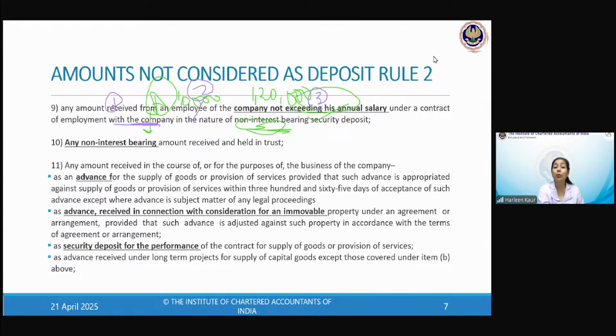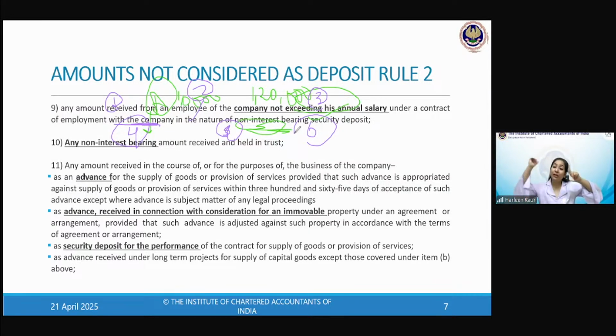Okay, it should be in employment, only then, not just like that. And it is non-interest bearing and it is security deposit. If these 6 conditions are satisfied, then the amount received is not considered as deposit.